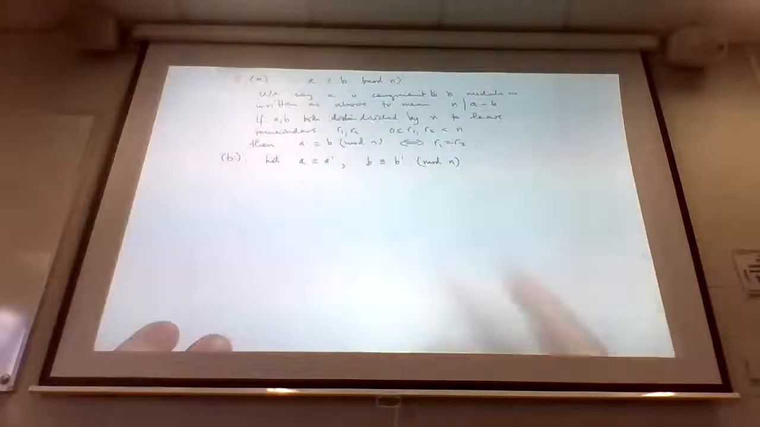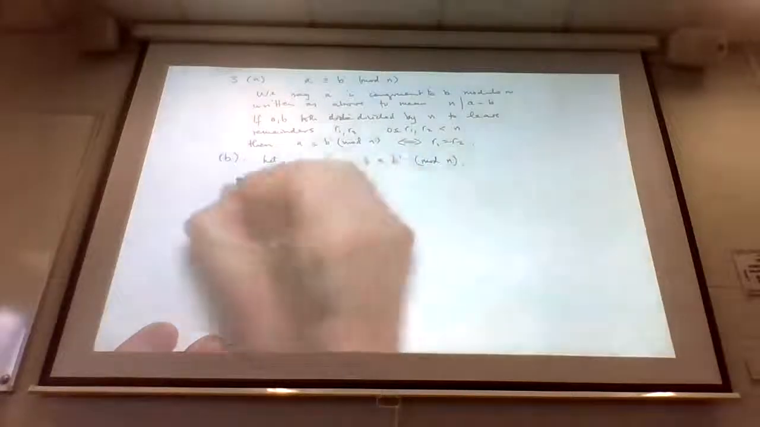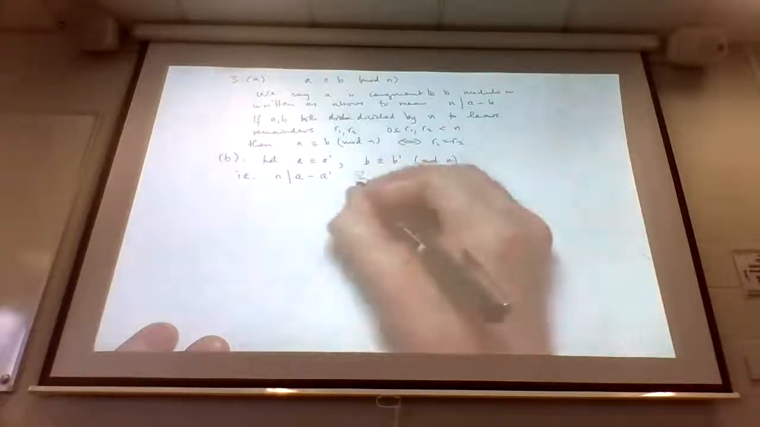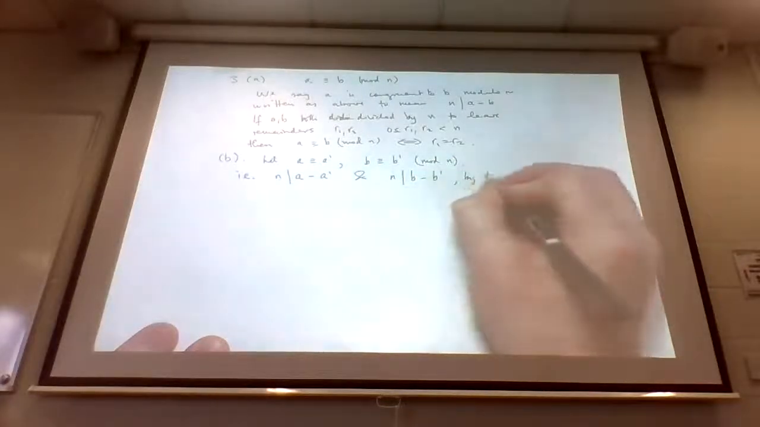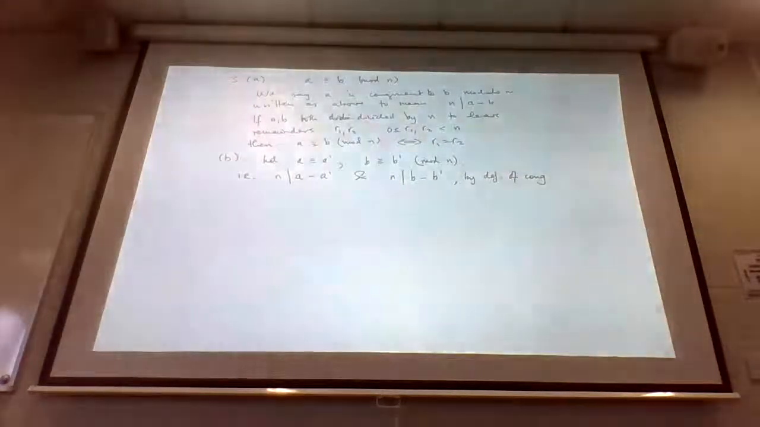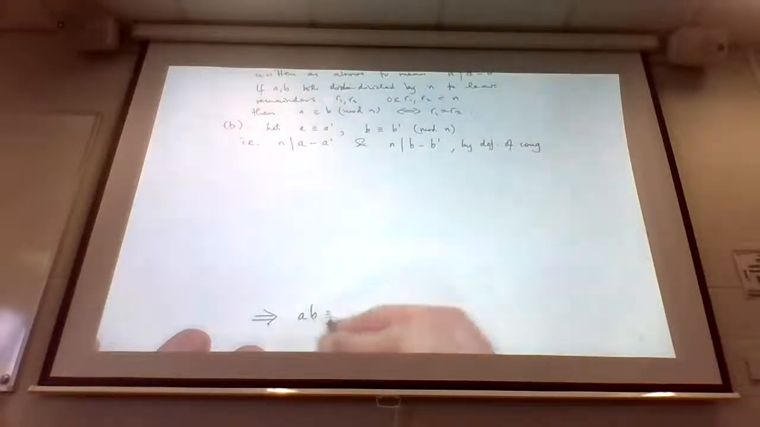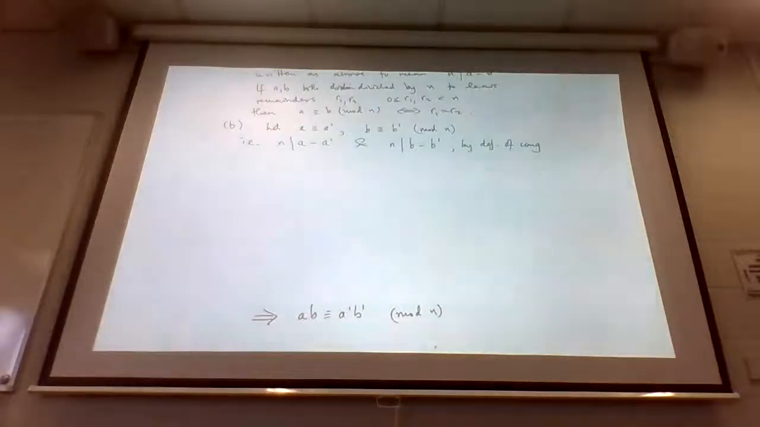Well, we've just gone to the trouble of quoting the definition. So even before we go any further, we've made these two assumptions about congruences. We could unravel these two assumptions: n divides a minus a prime, and n divides b minus b prime, and that's true by definition of congruence. And then we look at where we're trying to get to. We're trying to get to the conclusion that ab is congruent to a prime b prime modulo n. That's the conclusion, given the question.